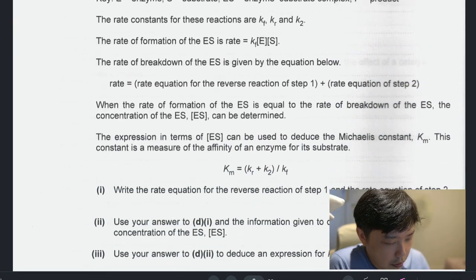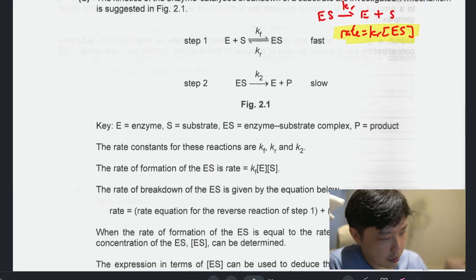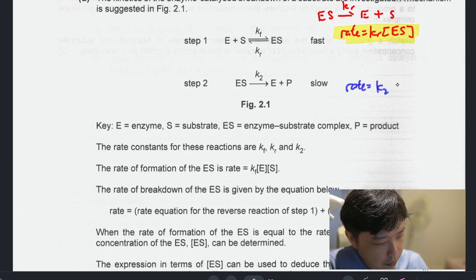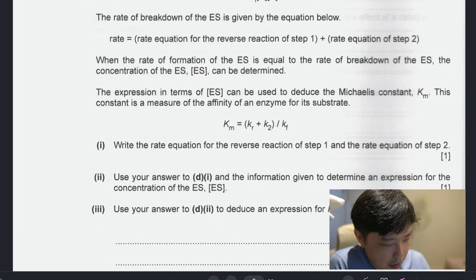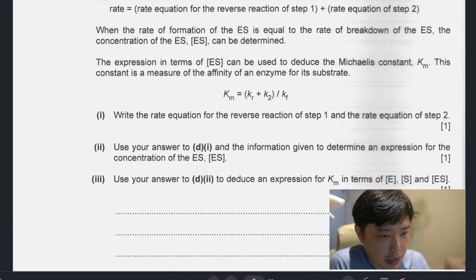Rate equation of step 2. We can just look directly at step number 2. The rate equals K2 [ES]. Okay, so this is for step 2. Alright, so we're done with part 1.